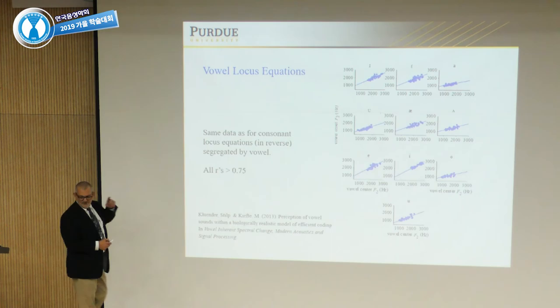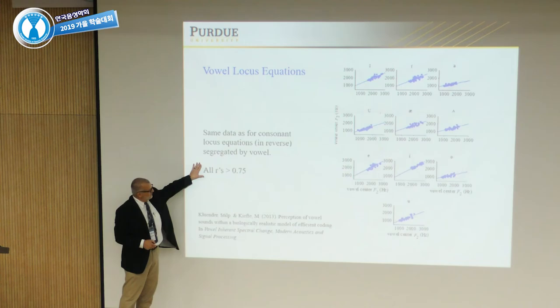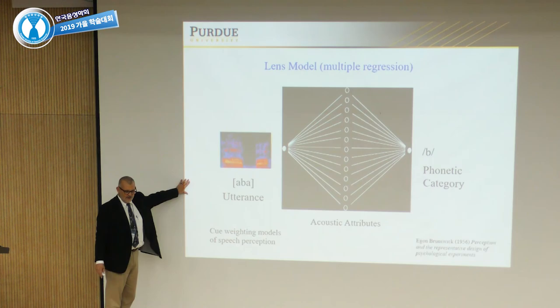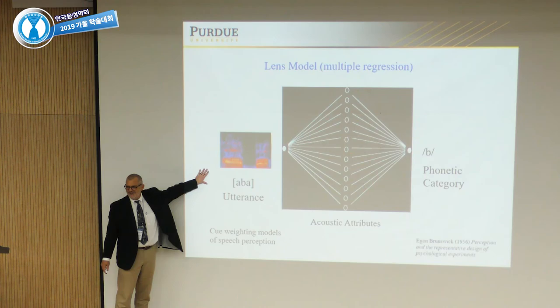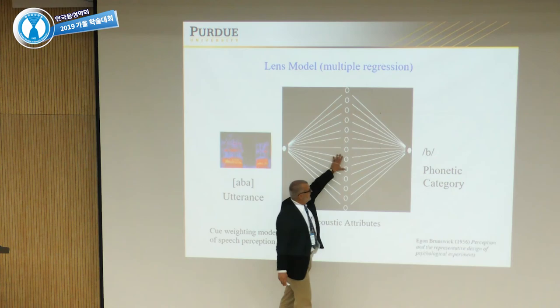By the way, this is something new. In addition to there being consonant-vowel loci, Michael Kiefte and I showed that it's also true for vowel-consonants. And so this is how most people in speech think about speech sounds. They think that there's this utterance, it spawns some ridiculous number of acoustic attributes, and somehow we bring them all back to this phonetic category.